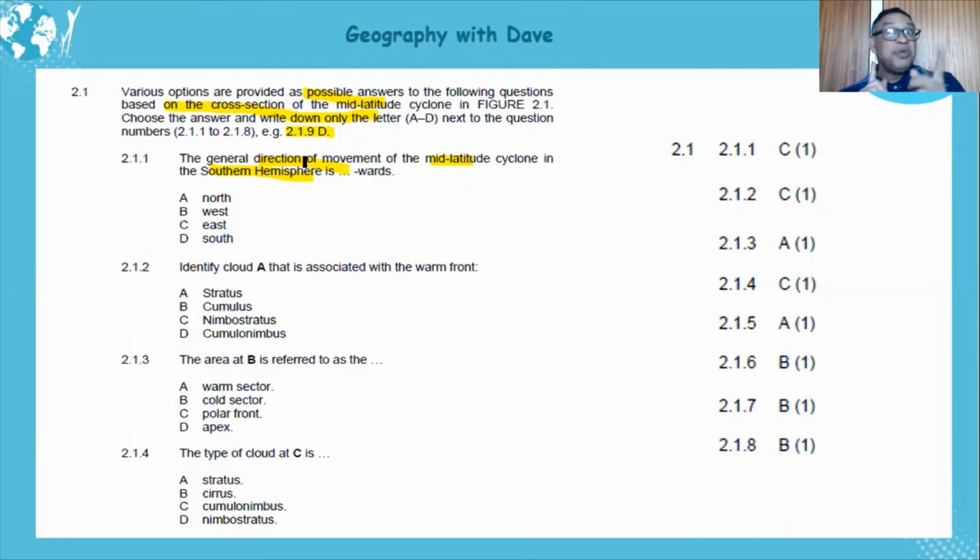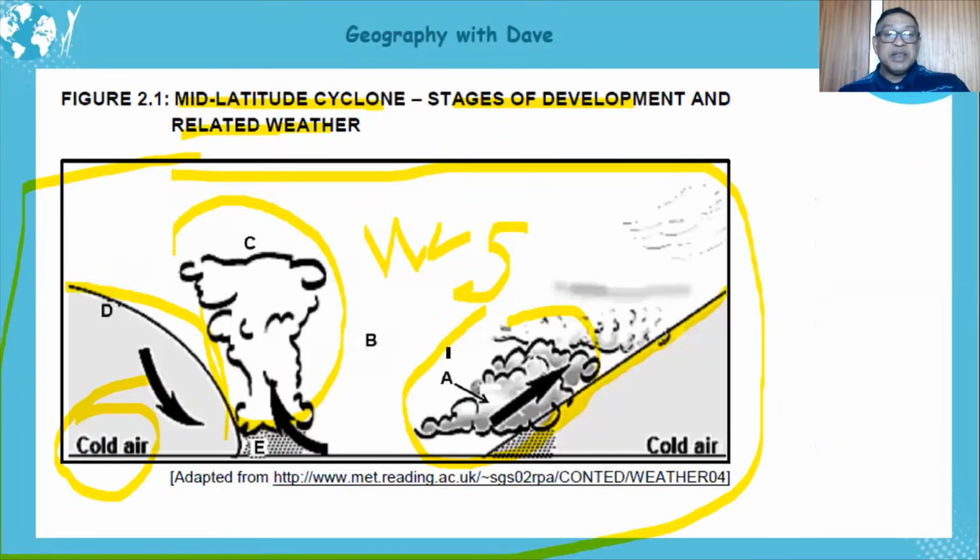And you must know the differences. Some of you make silly errors with this. Can you see it? The mid-latitude cyclone moves from southwest to northeast or from west to east. Okay, so obviously it moves eastwards. Identify cloud type A, all right? And if you look at cloud type A, let's go up, you know what it is.